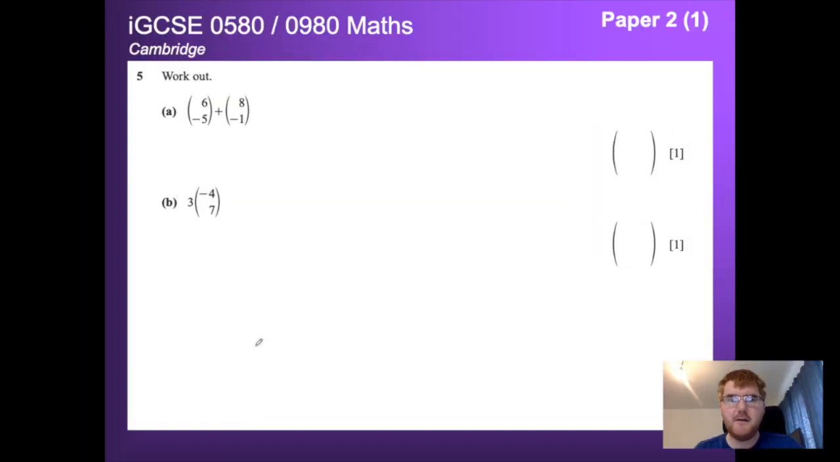So we've got some vector work to go through. We need to work out the addition and multiplication of some vectors. With vectors, do not overcomplicate this. The key thing to remember here is we just add the top together and we add the bottom together, so the x component and the y components. So we do 8 plus 6, which is equal to 14.